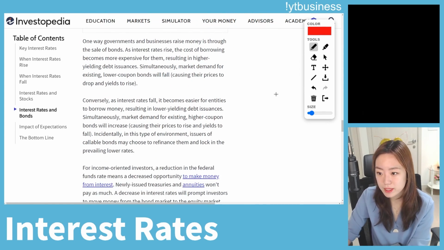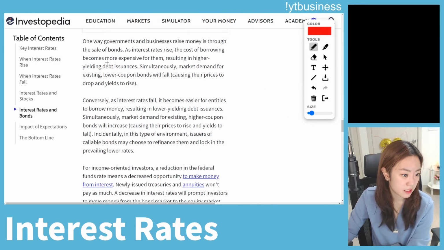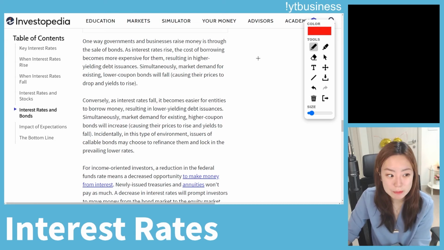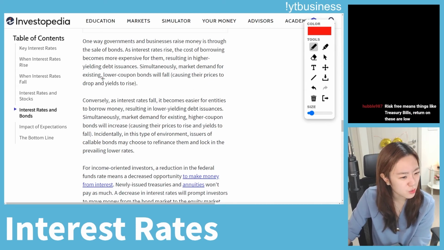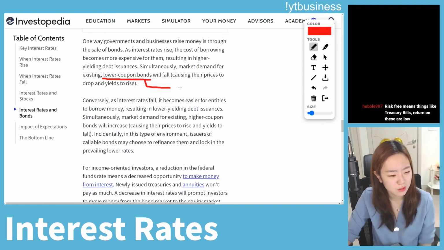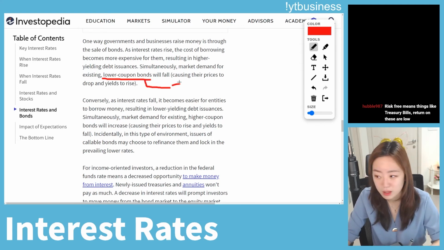Now, one way government and business raise money is through the sale of bonds. As interest rates rise, the cost of borrowing becomes more expensive for them, resulting in higher yielding debt issuance. Simultaneously, market demand for existing low coupon bonds will fall. What is low coupon? Somehow that reminds me of coupon.